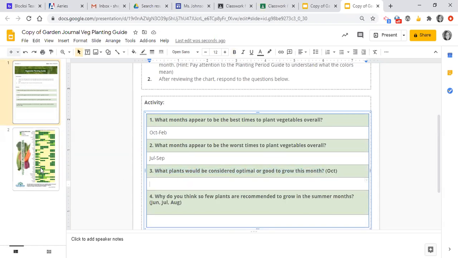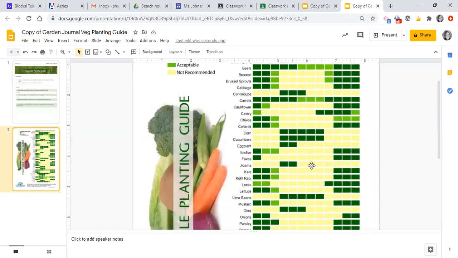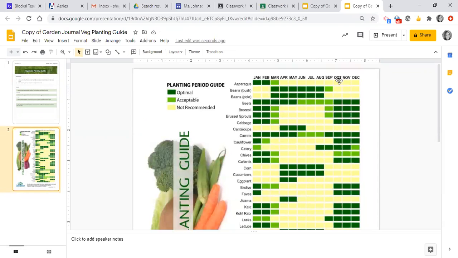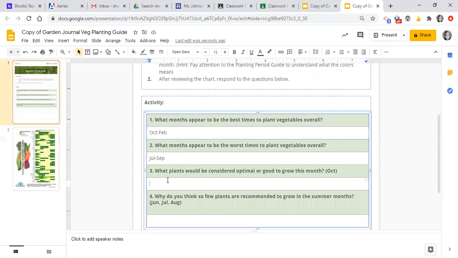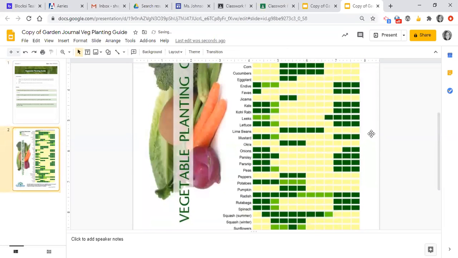Okay, so number 3 says, what plants would be considered optimal or good to grow this month? So in October, what are some examples of things that would be really good to grow in October? You don't have to list them all, just a couple. This is the vegetable planting guide, what we did yesterday. Good. Beets would be an example of something that we could grow right now. What else? What are some other things?